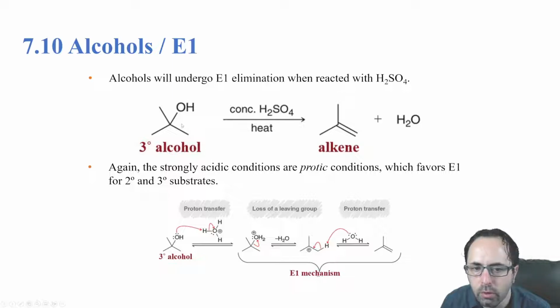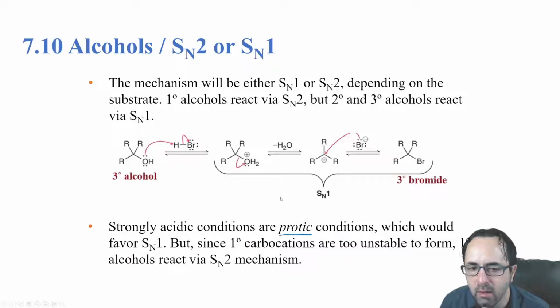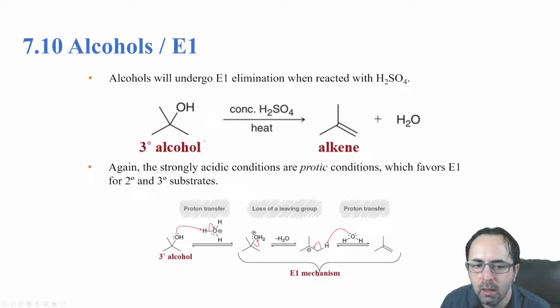And so if we have a tertiary alcohol and we use concentrated sulfuric acid, the E1 mechanism will be favored rather than the SN1. So basically, to summarize, if you have a tertiary alcohol and you want the SN1 mechanism to occur, use a hydrohalic acid as the reagent. If you have a tertiary alcohol and you want an E1 mechanism to occur, use concentrated sulfuric acid and heat.